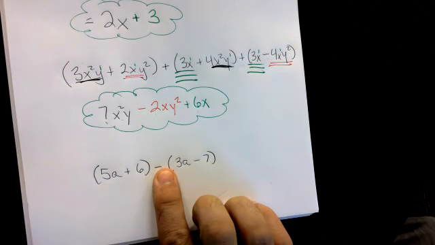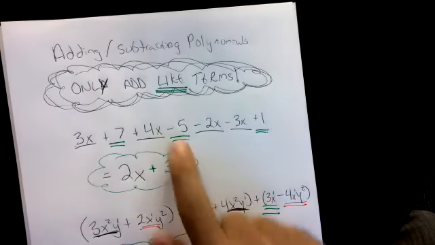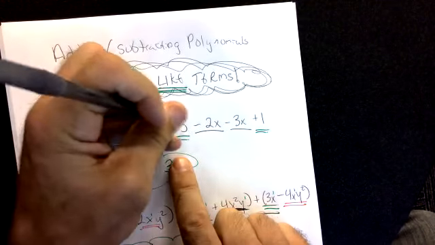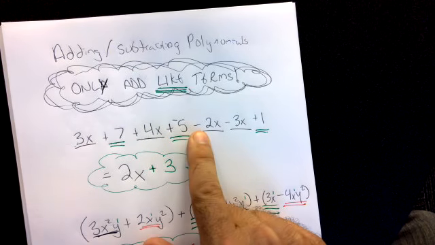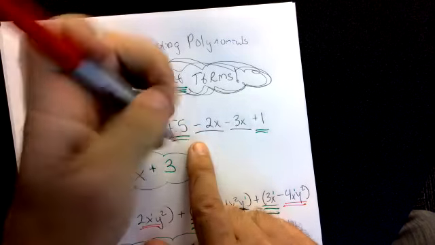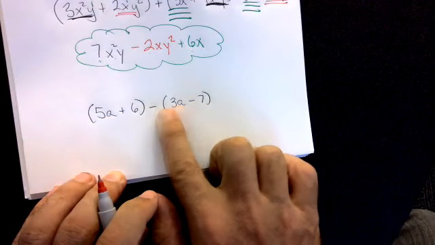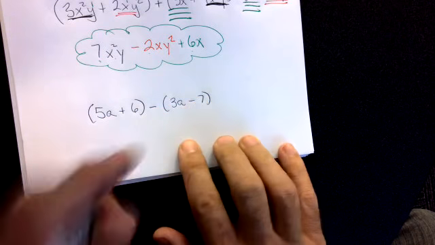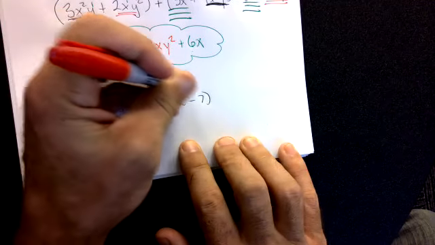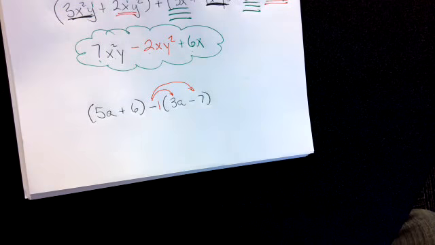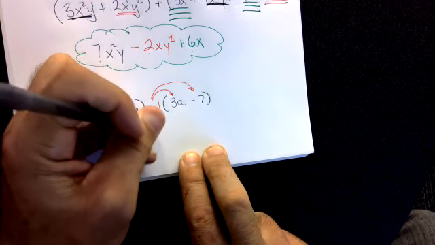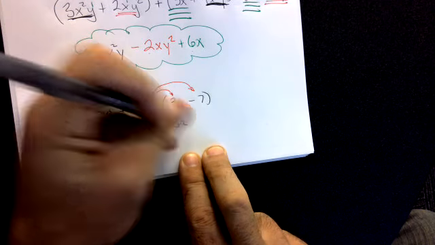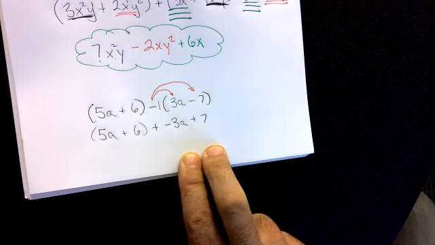Okay, subtraction. We talked about this. Remember, subtraction is the exact same thing as adding the opposite. So minus 5 can become plus a negative 5, just like minus 2x can become plus a negative 2x. That's how we do subtraction with polynomials. So if I'm subtracting this whole thing, it's kind of like distributing a negative 1 to everything inside. So we get 5a plus 6 plus negative 3a and then positive 7.